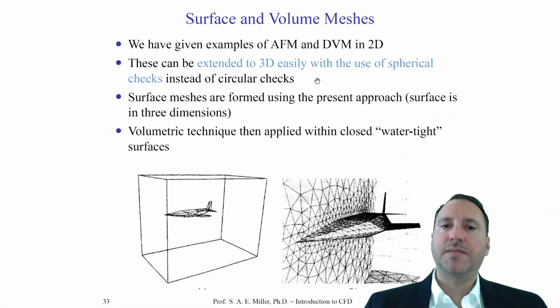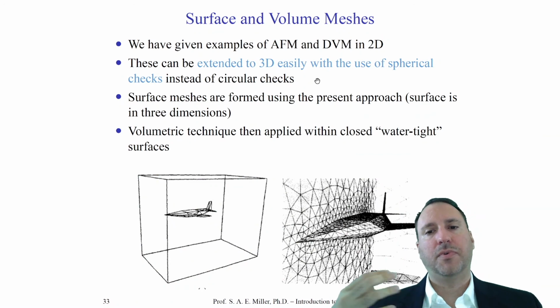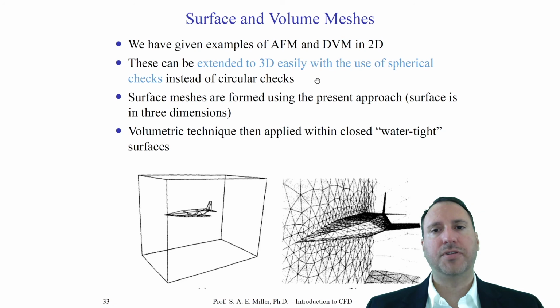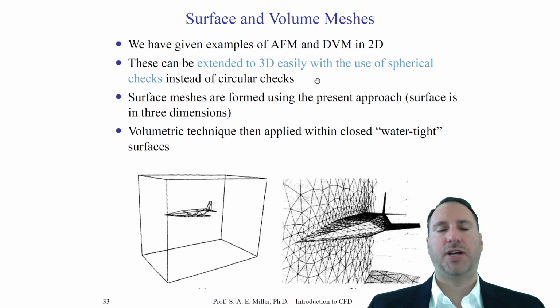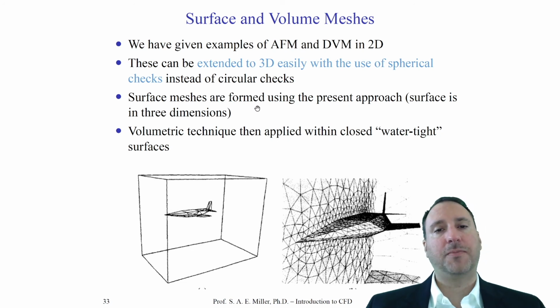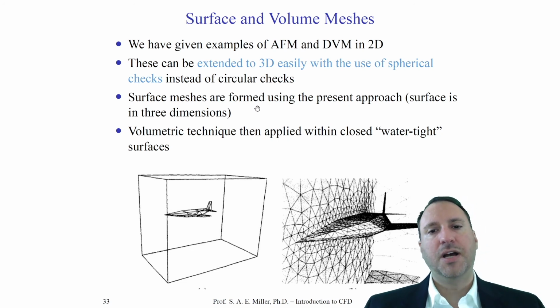Let's look at a few examples. We've done all this in 2D, but all these algorithms can be extended to 3D. And this can be simply extended through a graphical approach, if you will, and altering the algorithms to have the third dimension and using spherical checks instead of circular checks for the insertion methods. The surface meshes, of course, are formed from the two-dimensional approaches, but not in planes, but on curvilinear surfaces.